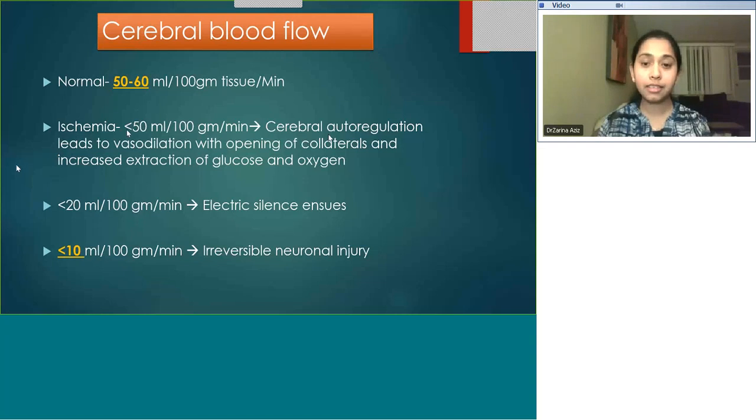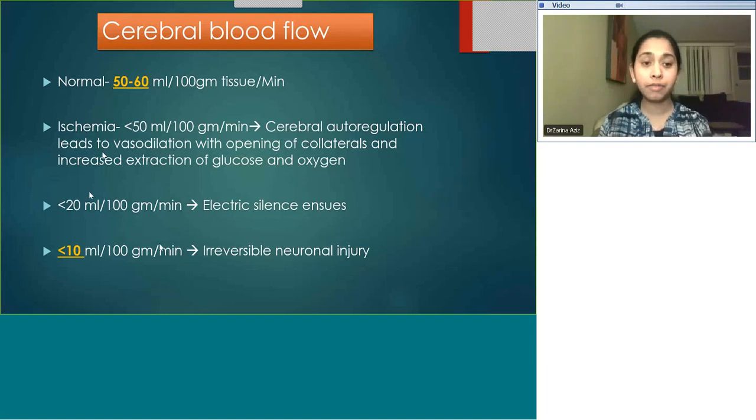And so what happens is the cerebral autoregulation takes place. What is cerebral autoregulation? That means any situation when the brain has to face a sudden change in its atmosphere, maybe because of sudden blood flow loss or sudden hemorrhage or hypertension, what happens is the cerebral autoregulation, the vessels of the brain, they try to compromise for this and still try to keep the blood flowing to the brain. And that is because of vasodilatation, because of opening of various collaterals. It also causes increased extraction of glucose and oxygen. And so at this stage, still the brain is alive, and it is just trying its maximum capacity to keep its metabolism going.